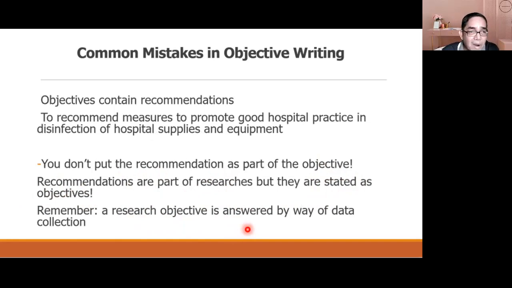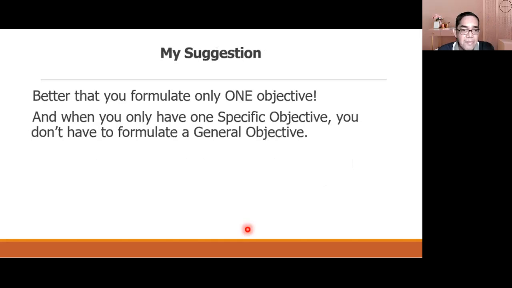A recommendation is part of your research that you make towards the end, after you have gotten the results, after you have analyzed the data. This is the result of my study. The result is supposed to answer the objective of the study. I make a recommendation, and therefore you don't put that as an objective. This is not your direction. The recommendation is an offshoot of your research paper. Okay, my suggestion.